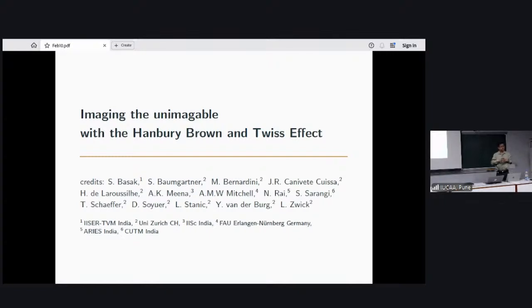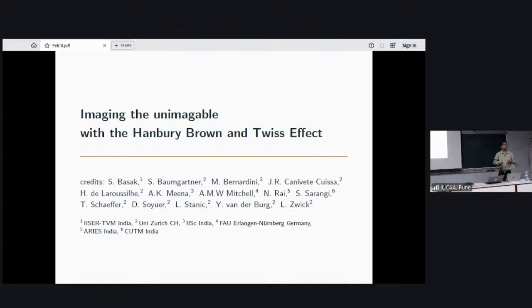So let me talk about imaging the unimageable. My talk is in two parts. The first one will be explaining the dynamics. I'll explain what I mean, for the purposes of this talk, by imageable and unimageable, and I'll try to explain what the Hanbury Brown effect is. That's the first part. And the second part of the talk is why we care. And we'll gradually move from the first part to the second part.